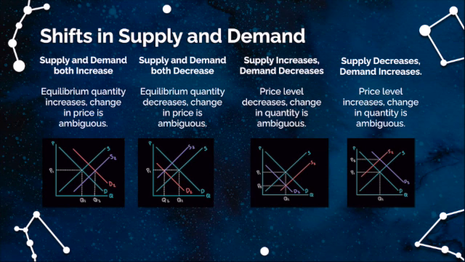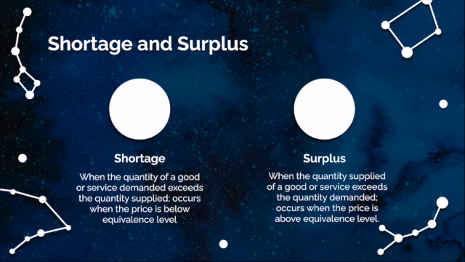When supply and demand both increase, then the equilibrium quantity increases and the change in price is ambiguous. When supply and demand both decrease, then the equilibrium quantity decreases and the change in price is ambiguous. When supply increases and demand decreases, then the price level decreases, and changes in quantity are ambiguous. When supply decreases and demand increases, then the price level increases, and changes in quantity are ambiguous.